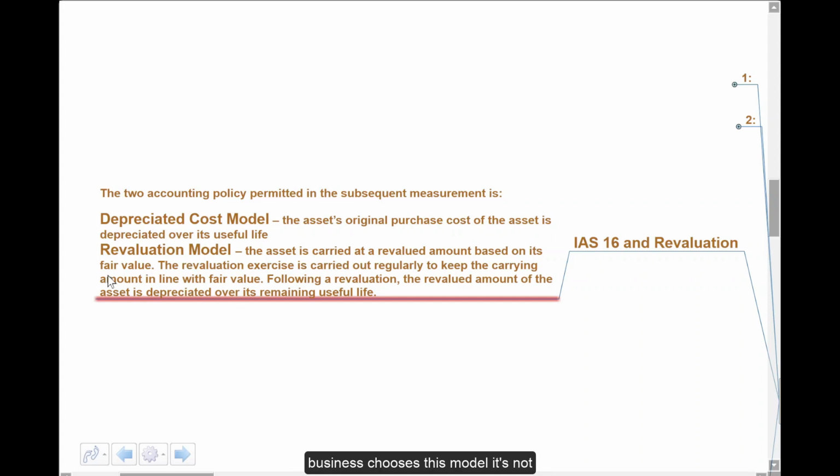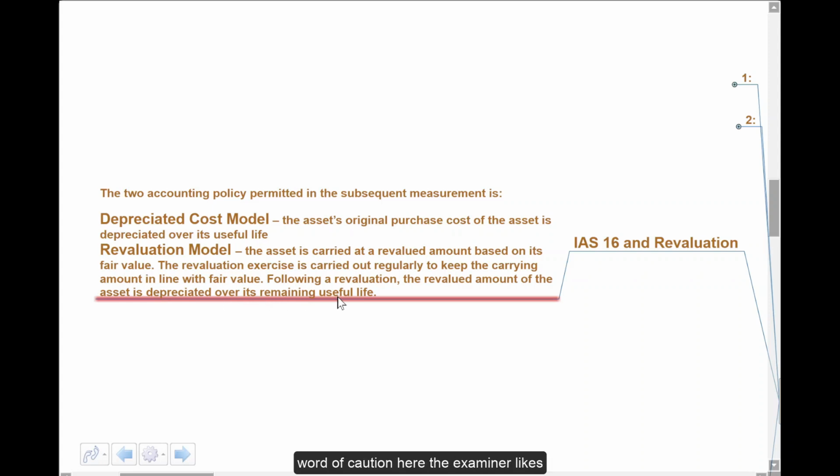So if a business chooses this model, it's not like they can do it once and say, well, we revalued last year, we don't need to revalue again. We've got to really consider it regularly, normally annually. Following a revaluation, the revalued amount of the asset is depreciated over its remaining useful life.